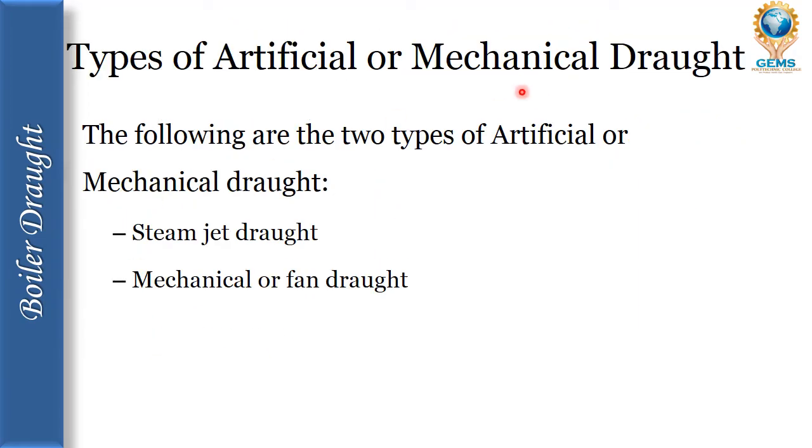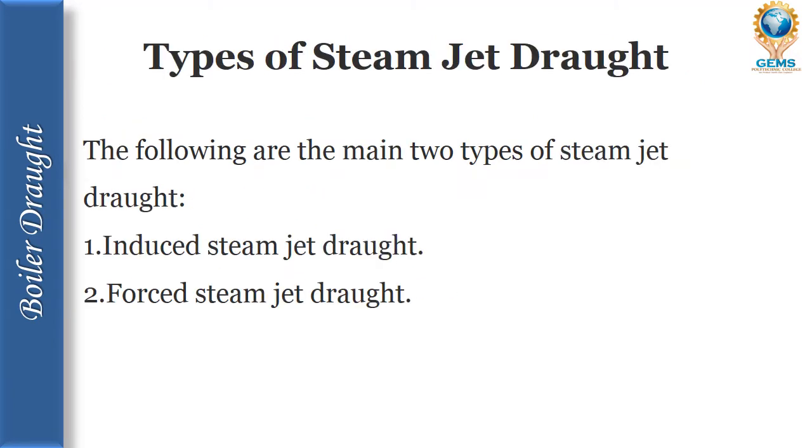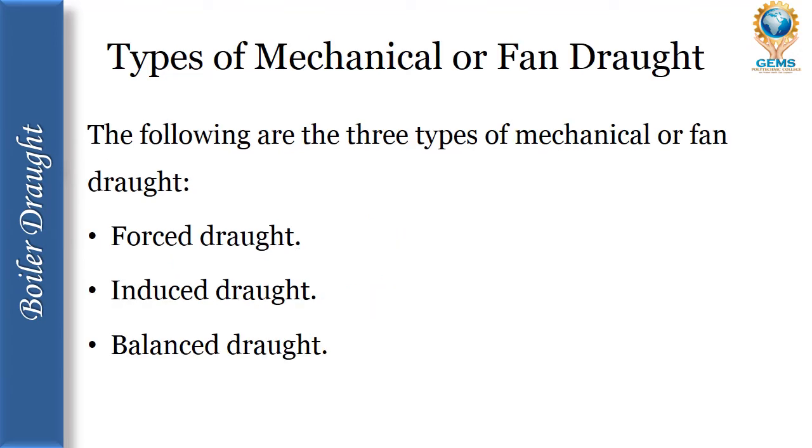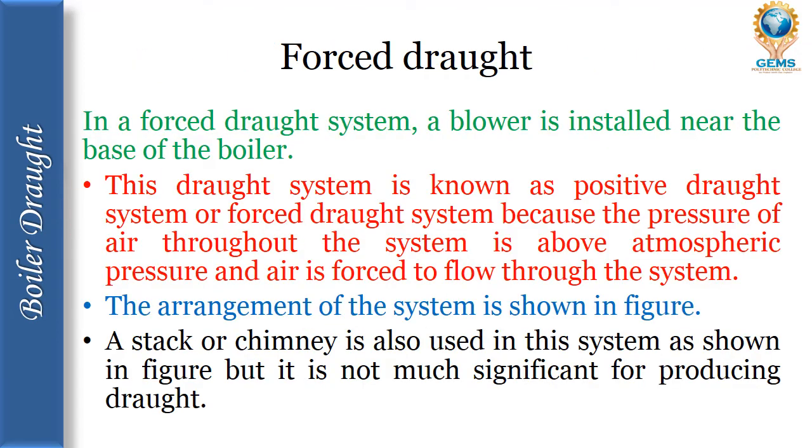Now the types of artificial or mechanical draft. The following are the two types: first is the steam jet draft, second is the mechanical or fan draft. The following are the main two types of steam jet draft: induced steam jet draft and forced steam jet draft. In this session, we are not going to study these two types. The following are the three types of mechanical or fan draft: forced draft, induced draft, and balanced draft. In this session, we are going to study these three topics.